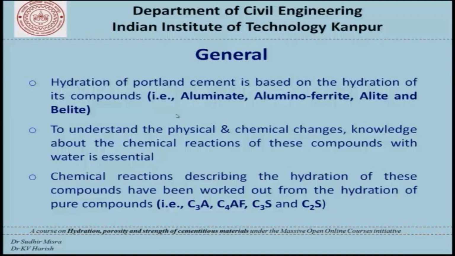Some general information before we head on to the specific topics. Hydration of Portland cement is based on the hydration of its compounds. We have already seen in the lectures on Portland cement that we have aluminate, aluminoferrite, alite and belite as the primary compounds, and you have to understand that there are some impurities in these compounds. So essentially the pure compounds are C3A, C4AF, C3S and C2S.